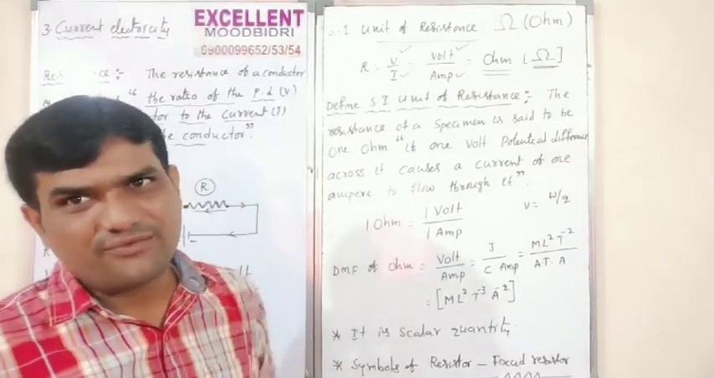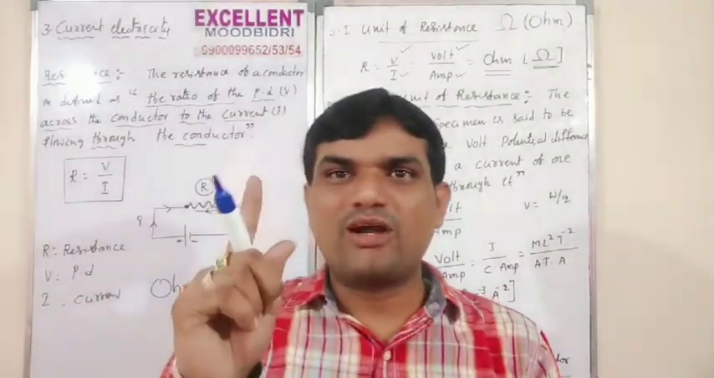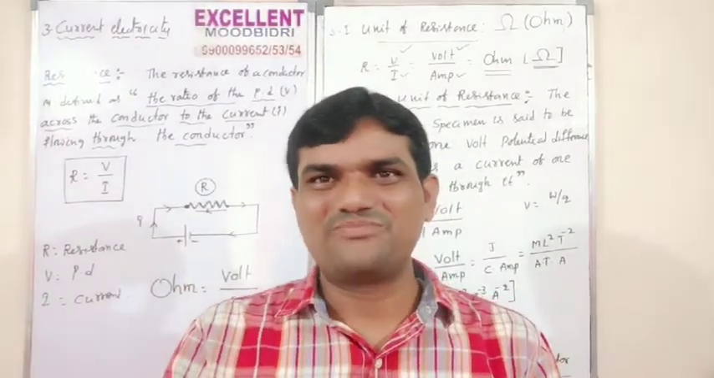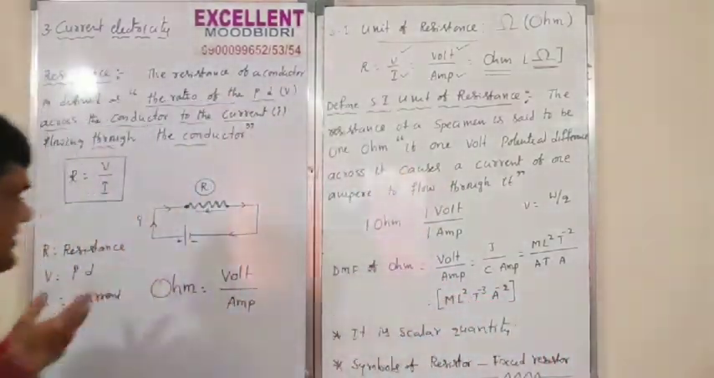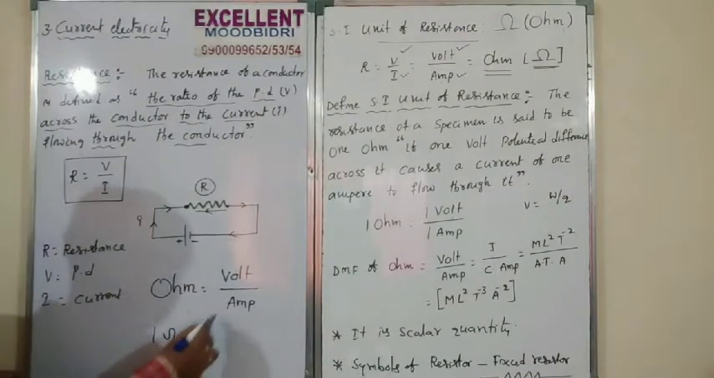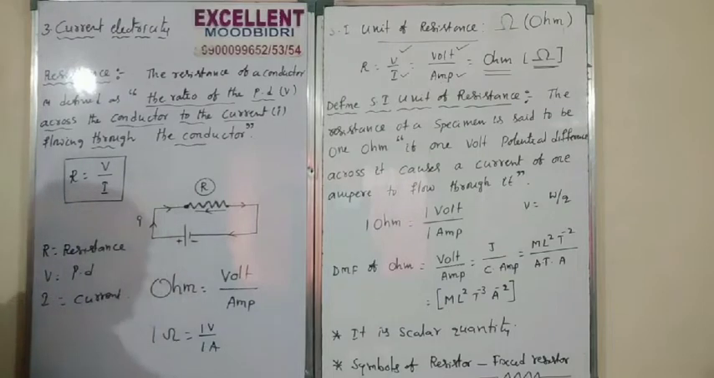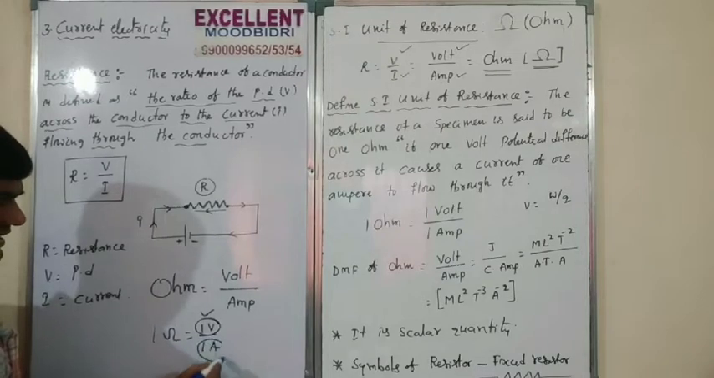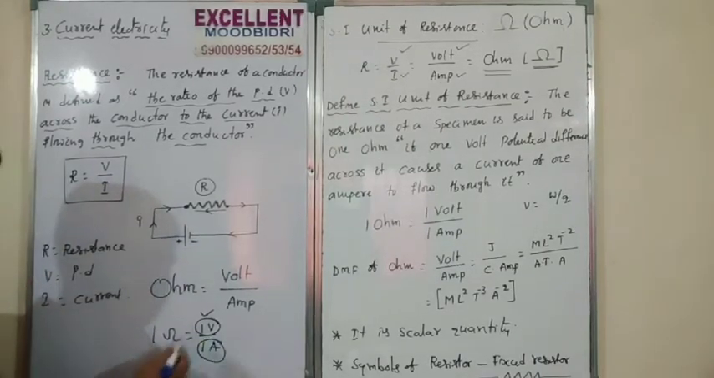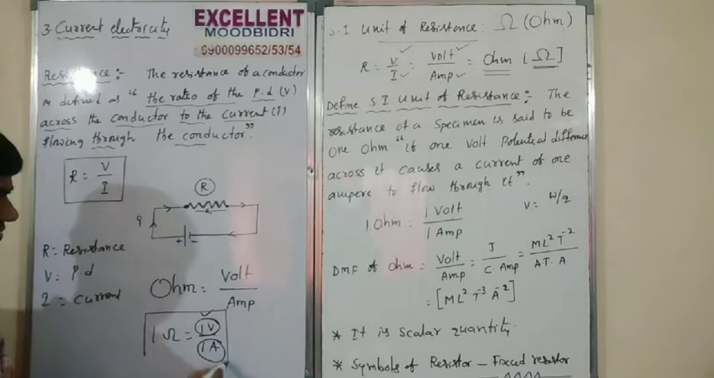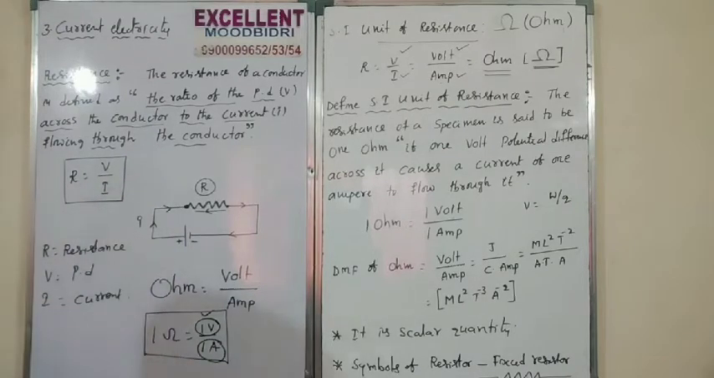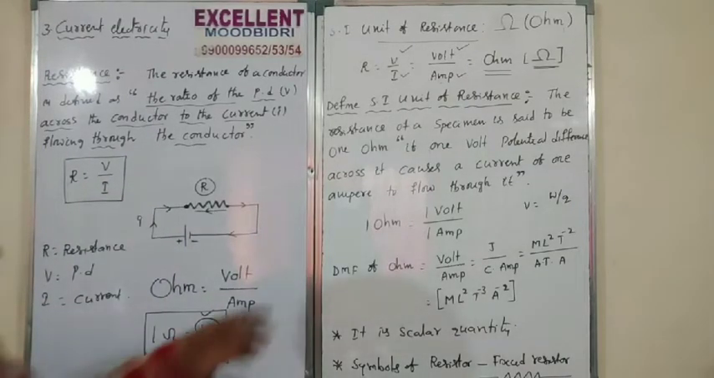Define SI unit of resistance. That means define 1 ohm. When we will say 1 ohm? So simple meaning. What is that? 1 ohm is equal to 1 volt by 1 ampere. Correct? That means the potential difference across the conductor is 1 volt. Through that conductor, current is 1 ampere. In that case, the total resistance we can say 1 ohm. Correct only, right? So definition we can say that.